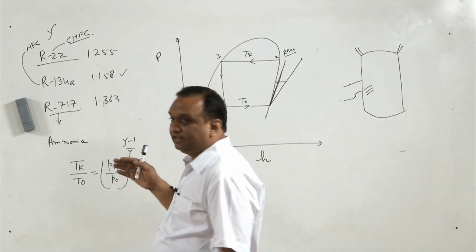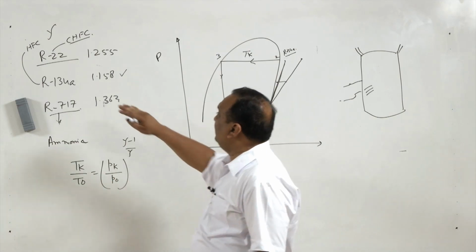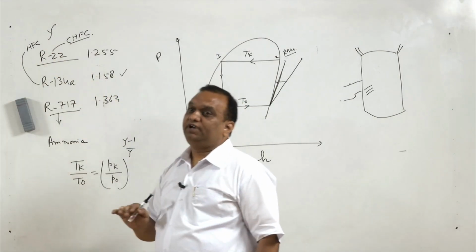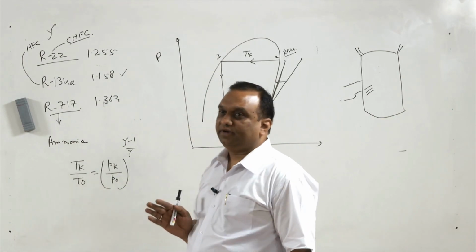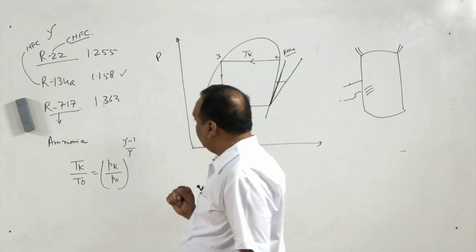If we use any other refrigerant which has a high value of gamma, there is a possibility that proper cooling will not be there inside the hermetically sealed compressor and the windings will be burnt out.